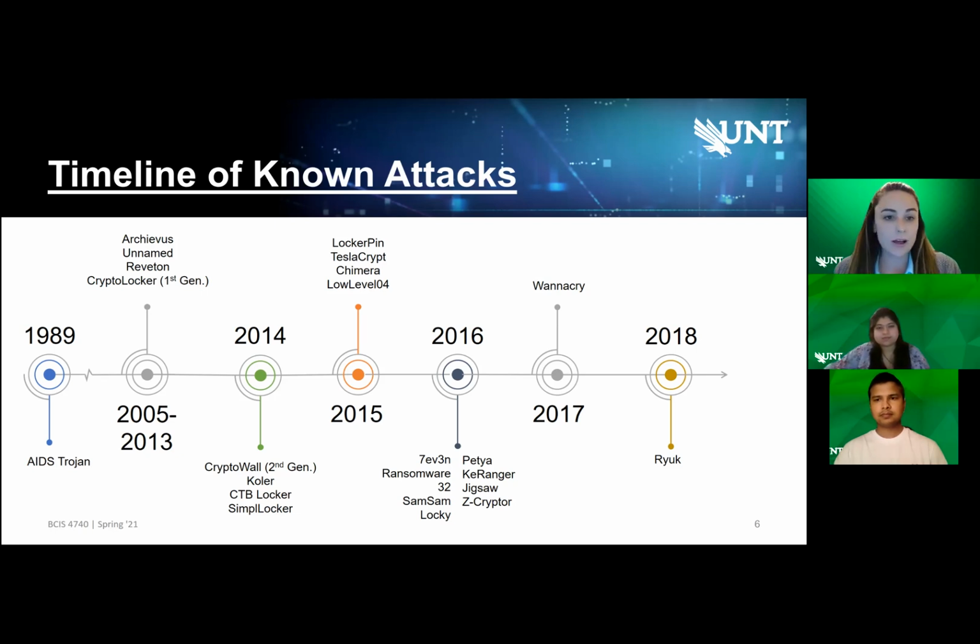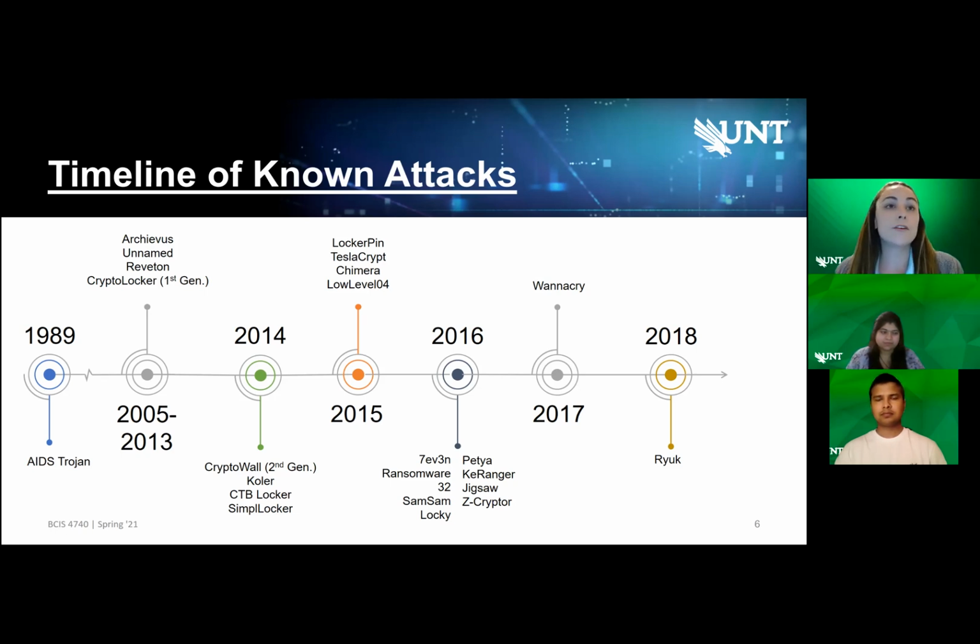We saw a couple of small attacks between 2005 and 2013. In 2014, the uptick really started. With CryptoWall, which was the next generation of CryptoLocker, ransomware began demanding Bitcoin for the first time. Also in 2014, Koler was launched as the first locker worm, meaning that it spread independently. CTB Locker was another first, and it communicated with a command and control server.